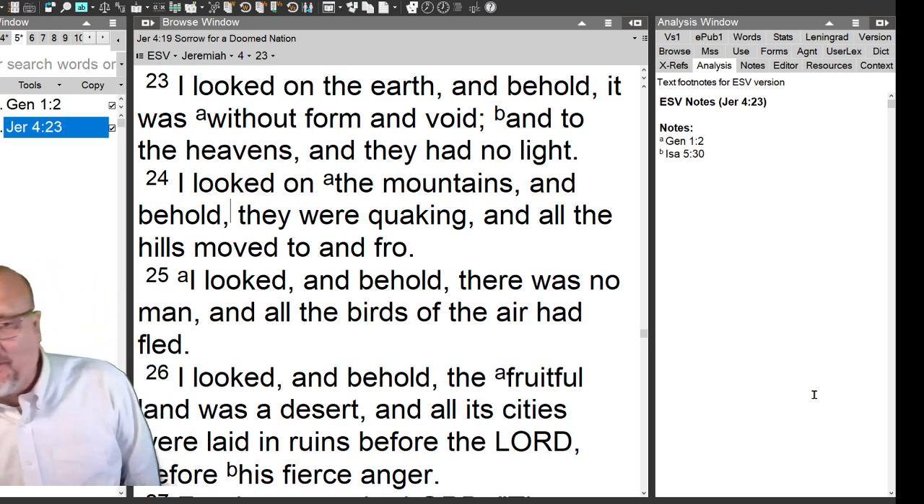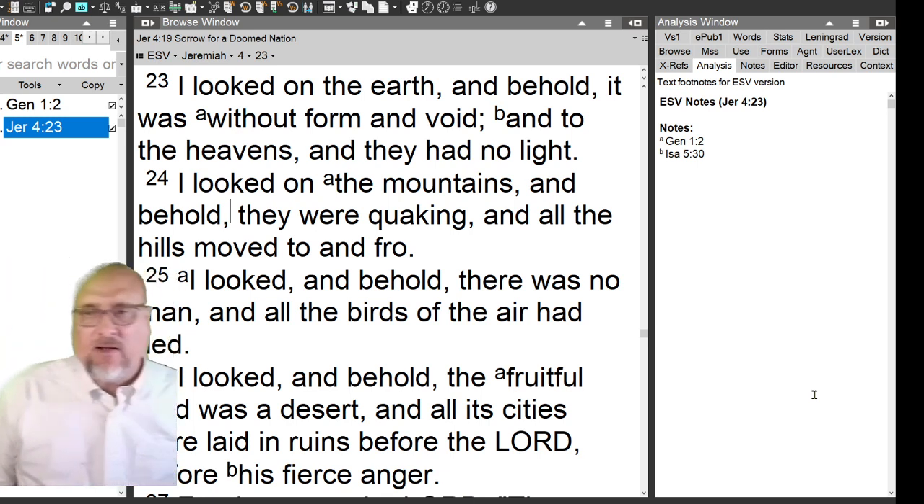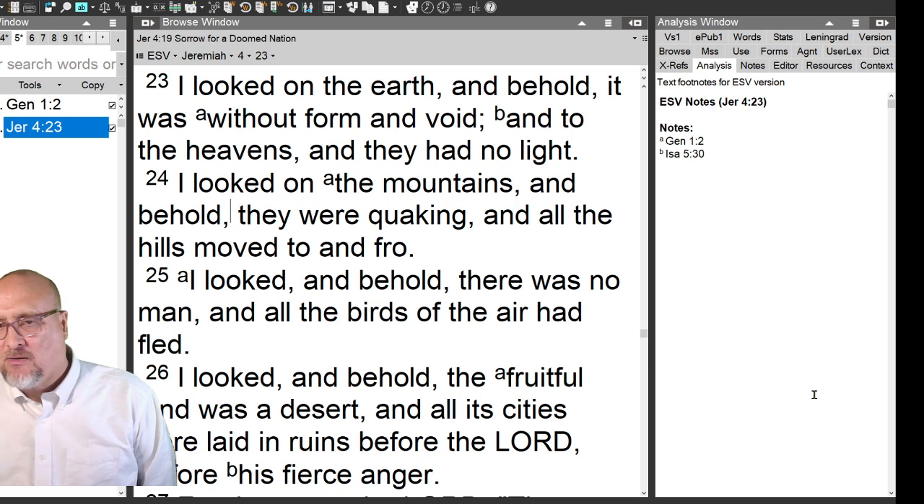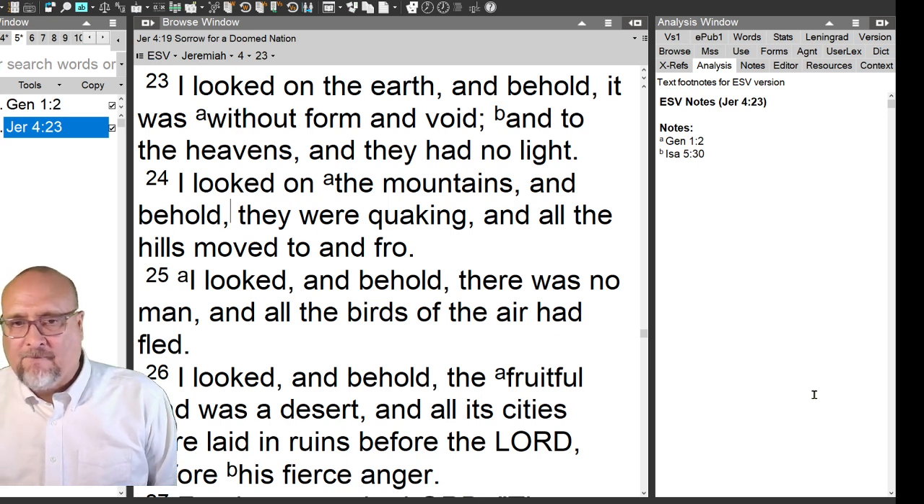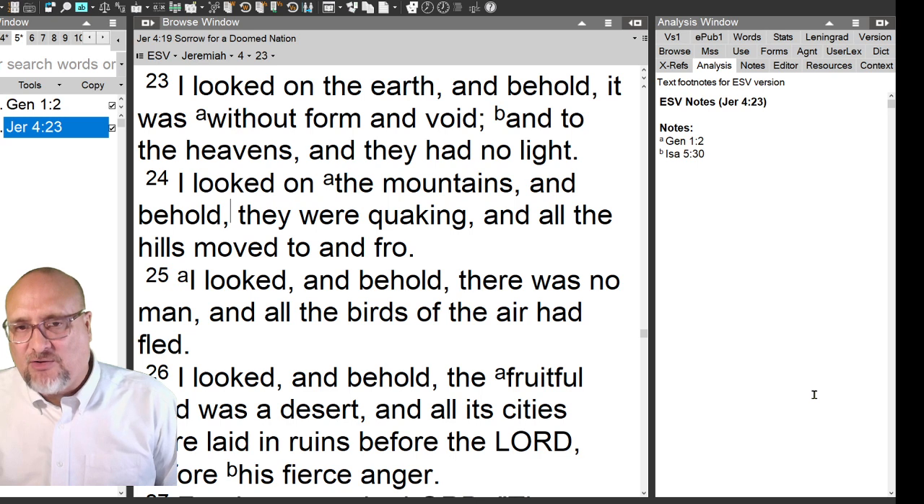What has happened that there's anguish here? Is this after the temple has been destroyed? This is God's judgment. Yeah. What do you find interesting about that?